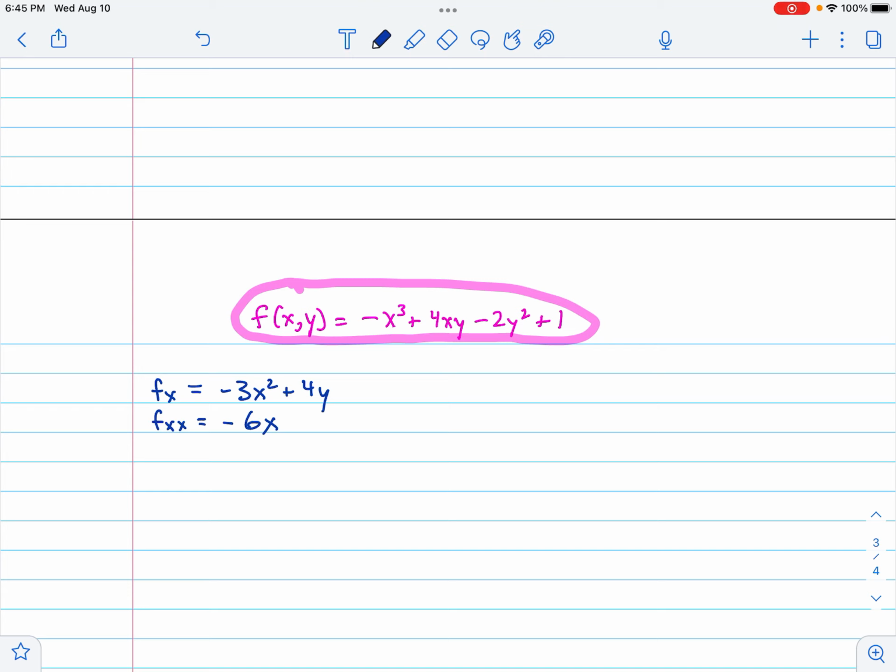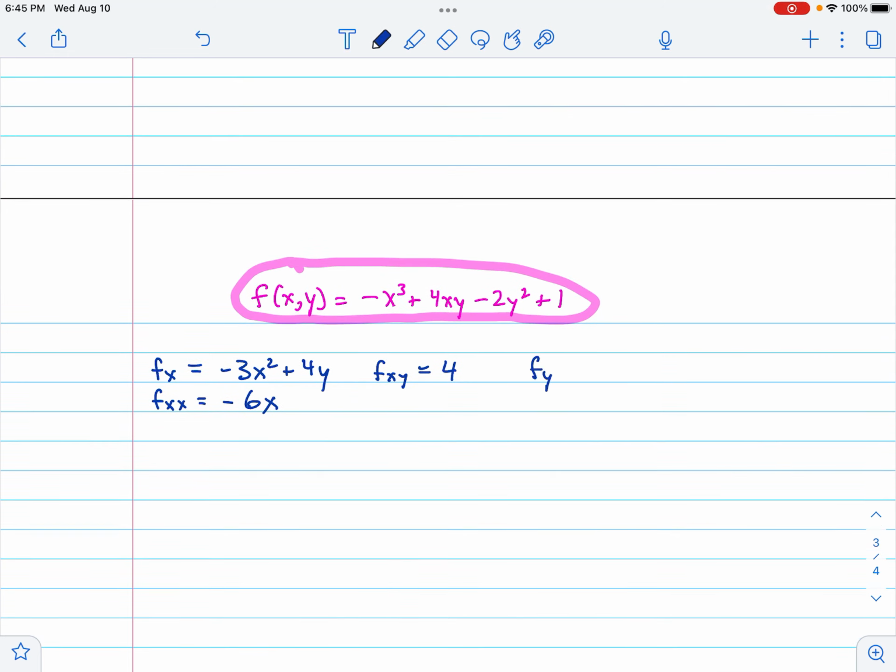Now let me take fxy. Well, that's just going to be 4. Now let's do the partial with respect to y. The partial with respect to y is going to be 4x minus 4y. And then I think that's all we're going to need to do. Oh, fyy, almost forgot. fyy is just going to be negative 4.